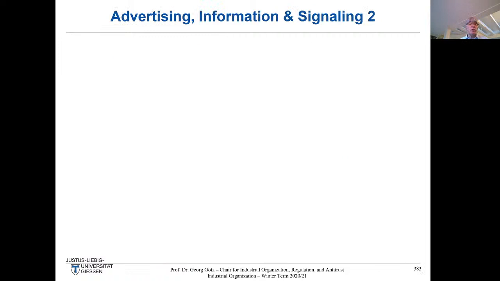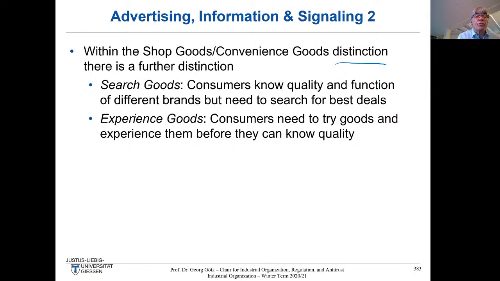And then we can also make another distinction in terms of goods. Namely, we can distinguish between search goods and experience goods. And further on, we will introduce a third category, which we won't go into in detail, the so-called credence goods. So what are search goods? Search goods are goods where consumers know the quality, but they have to shop around, they have to walk around in order to look for the best deals. That's why today you have these price comparison sites, which are supposed to make life easier, but firms do a lot of so-called obfuscation in order to make it not too easy.